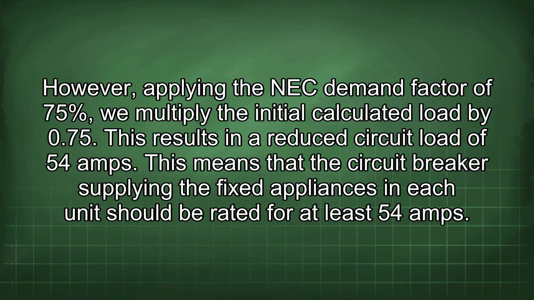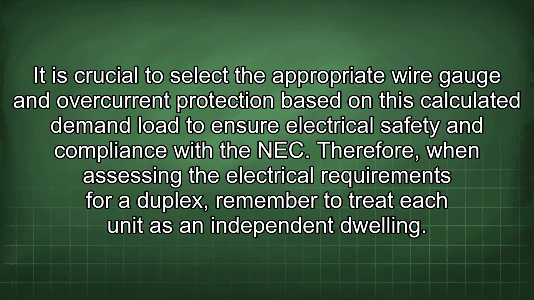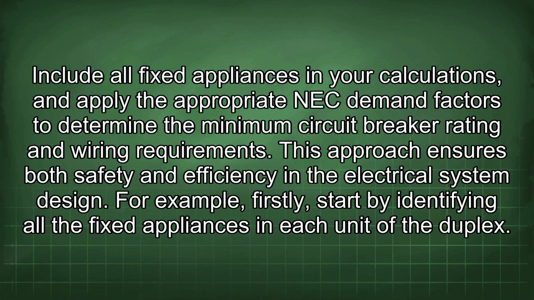This means that the circuit breaker supplying the fixed appliances in each unit should be rated for at least 54 amps. It is crucial to select the appropriate wire gauge and overcurrent protection based on this calculated demand load to ensure electrical safety and compliance with the NEC. Therefore, when assessing the electrical requirements for a duplex, remember to treat each unit as an independent dwelling. Include all fixed appliances in your calculations and apply the appropriate NEC demand factors to determine the minimum circuit breaker rating and wiring requirements. This approach ensures both safety and efficiency in the electrical system design.